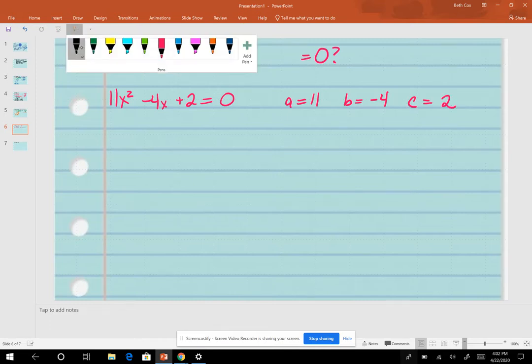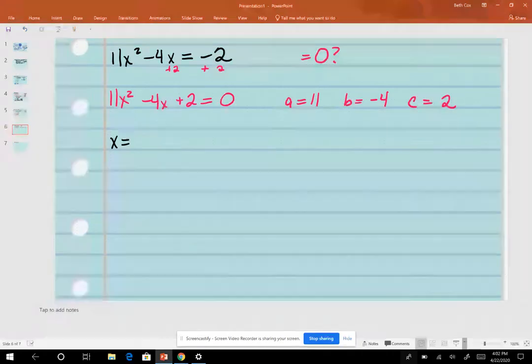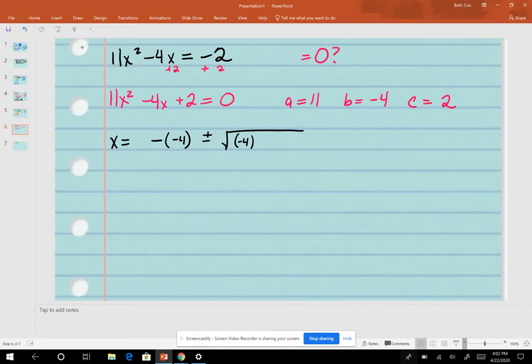So put this into my formula. x equals -b plus or minus the square root of b squared minus 4 times 11 times 2 all over 2 times 11. All right, get it all in there. It's so much easier when you have the formula memorized. Trust me. I can't do this without having my formula memorized.